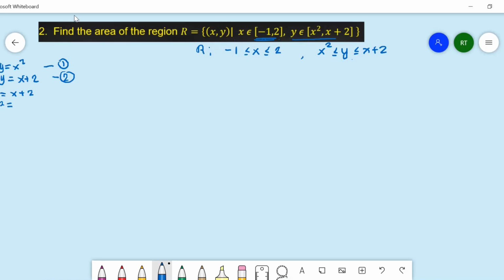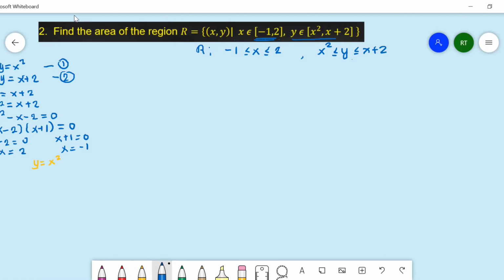So this is equal to x plus 2, and transposing x plus 2 to the left member gives us x squared minus x minus 2 is equal to 0. And let us factor the left member. Factors are x minus 2, x plus 1 equated to 0, and equating each linear factor to 0 will give us x is equal to 2 and x equals negative 1. Now, to find the corresponding value of y, we can just use equation number 1. And equation number 1 is y is equal to x squared.